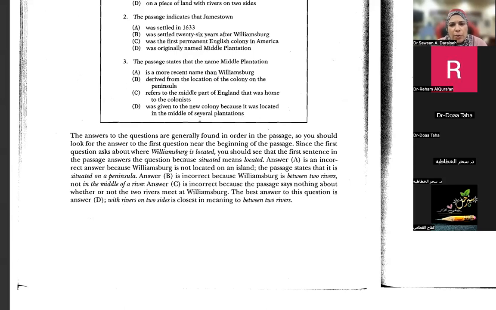I really don't like this, by the way, the middle of several plantations. But do you know what a plantation is? It's where land meets river. That's why. And several means more than one. It's tricky because they say several. You would think it's many, but several means more than one. A plantation is like an area where you can plant crops, and it's attached to water. So it's a little tricky.